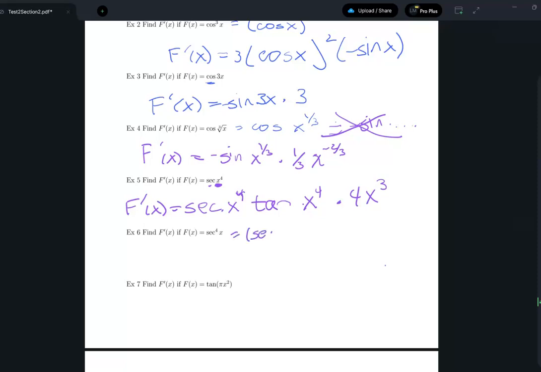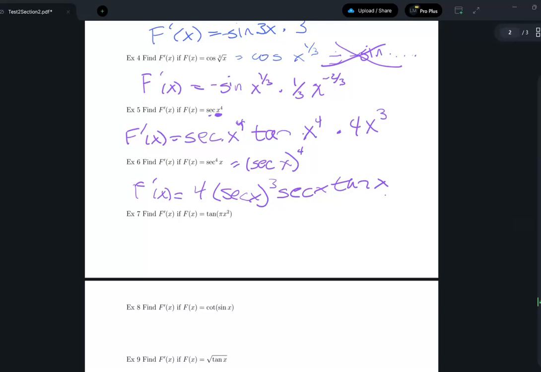This one is the same thing as saying secant of x all to the 4th. So the derivative would be 4 to the 3rd power. And then multiply by the derivative of the secant, which is secant tangent. This one here, let's finish that off here, f prime, that would give me a secant squared, carry the pi x squared along. Now thinking about taking the derivative of pi x squared, we carry the number pi along, and we multiply it by the derivative of x squared, which is 2x.